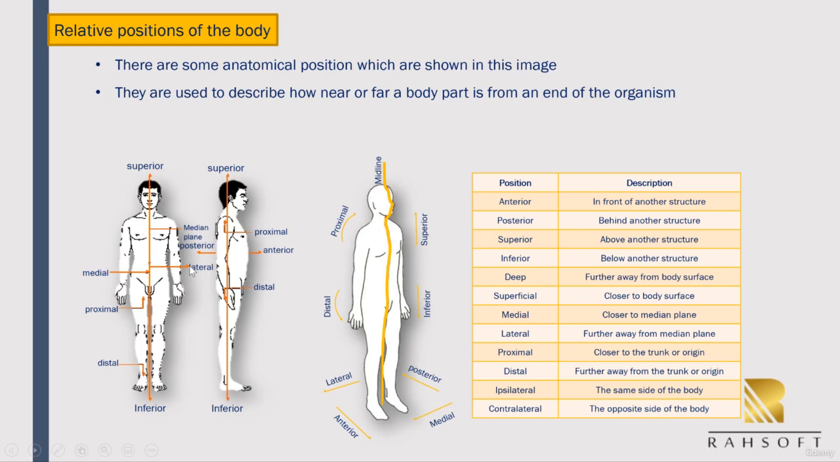And then lateral means it's further away from the median plane, which is around here. And then proximal means it's closer to the trunk or origin, so around here. And distal means it would be farther away, such as where the feet are. Ipsilateral means it's on the same side of the body, and contralateral means it's on the opposite side of the body. And these are some of the basic words, and you can use them in relation to other organs to help describe where they are.